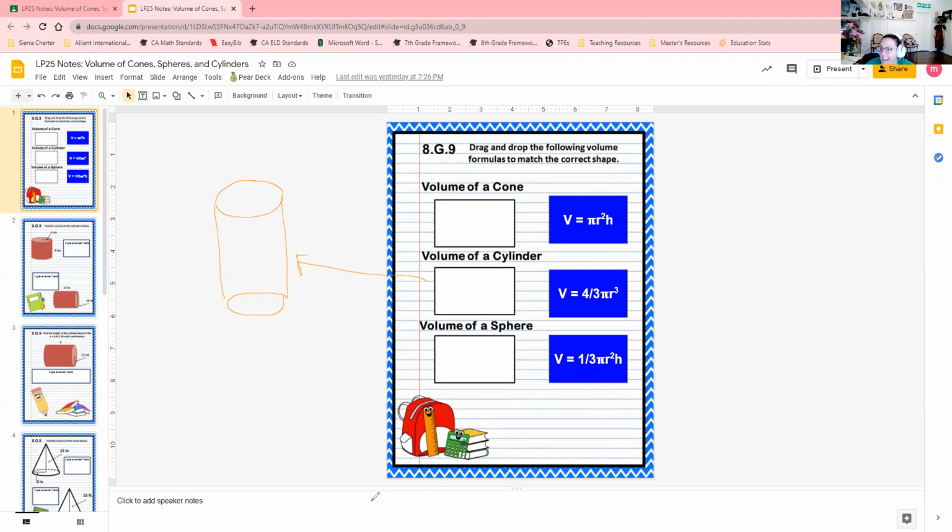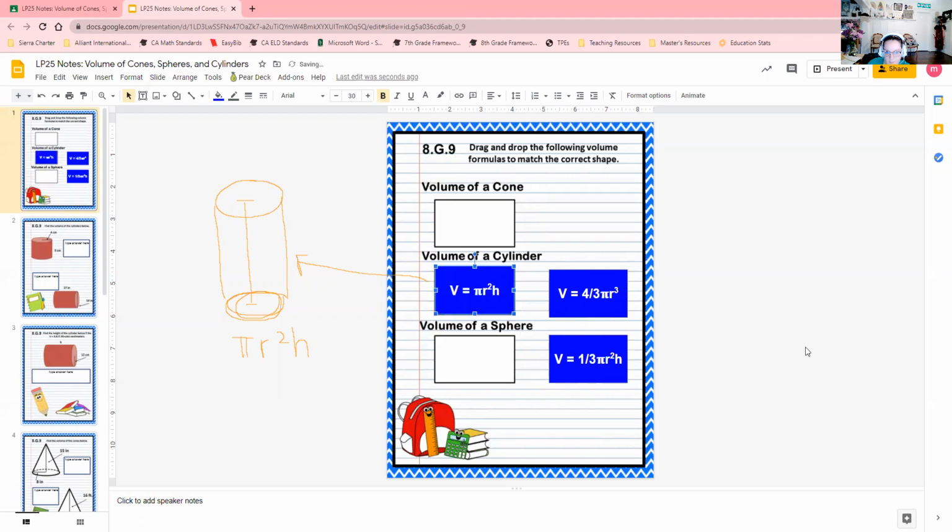So if we were talking about a can of soup, the volume would be how much soup you can put inside this can. How much stuff can fill up the whole thing. Now, the volume of a cylinder is found by finding the area of the base, so the area of this circle, which if we remember from last week is pi r squared, times the whole height. So pi r squared times your height. That is the volume of a cylinder.